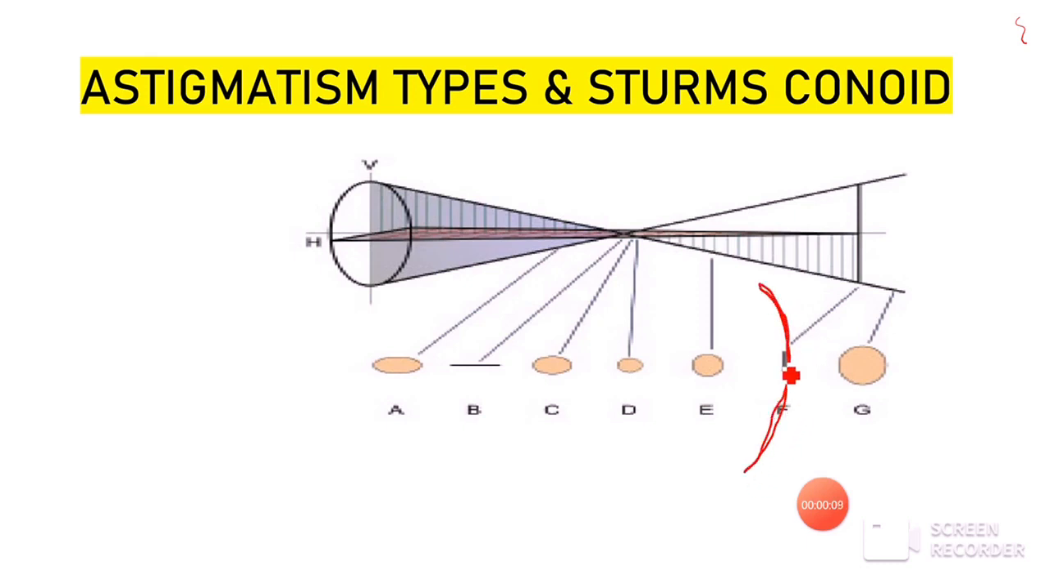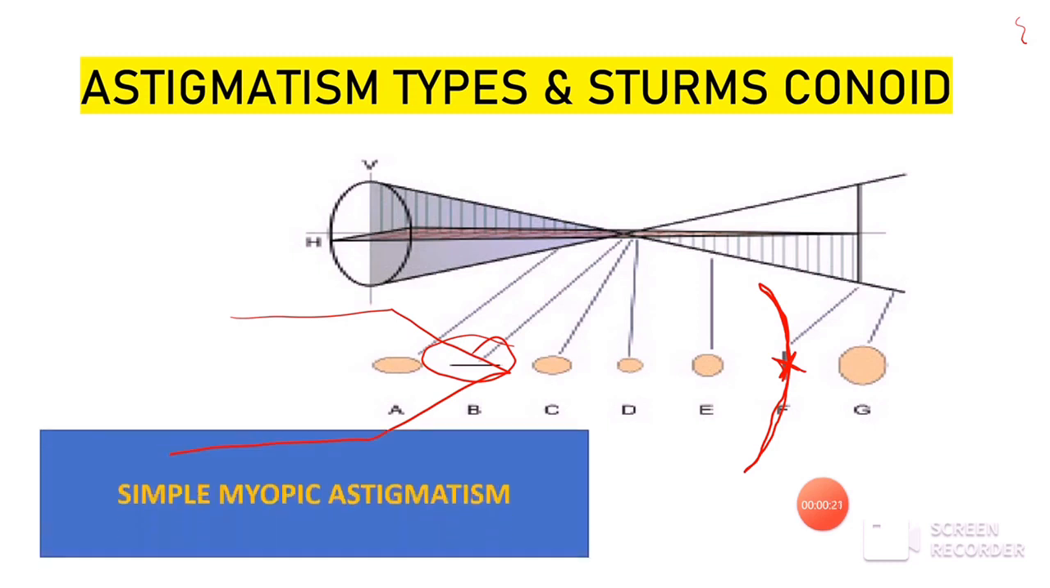Now, if the retina was present at the point F, what type of astigmatism is it? In this astigmatism, one focal line is directly present on the retina. And where is the other focal line? The other focal line is in front of the retina. That means the other focal line is myopic. So what type of astigmatism will this be? This is simple myopic astigmatism.